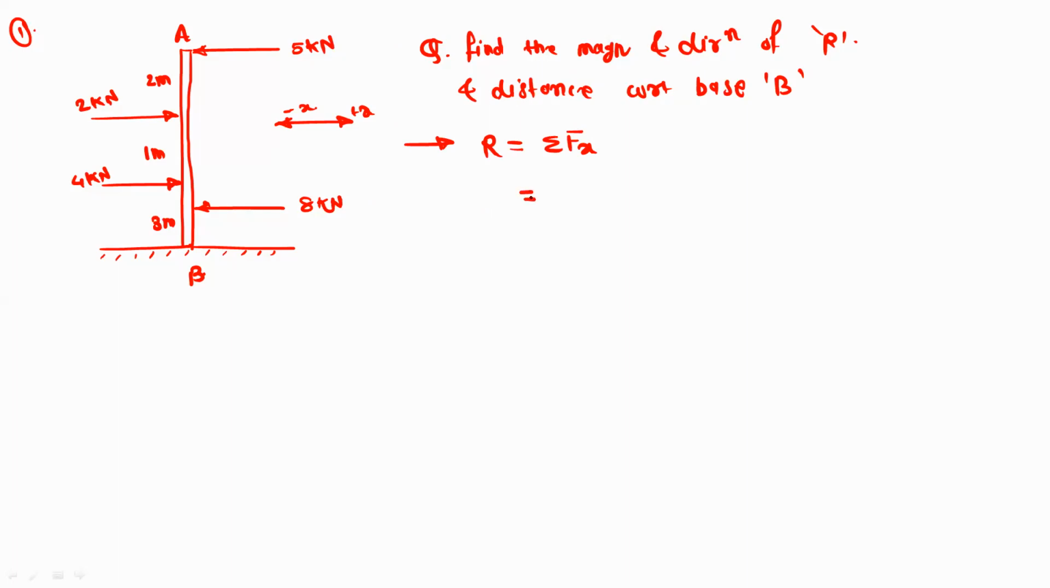So we can write R is equal to, first is -5, then +2, +4, and -8. So you will get the answer. This is -7 kilonewton. Okay. So this is the resultant R. So we can write R is equal to 7 kilonewton, and its direction is the negative x direction.